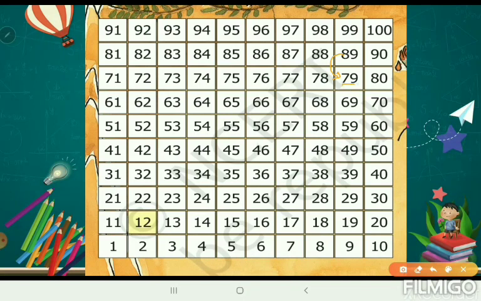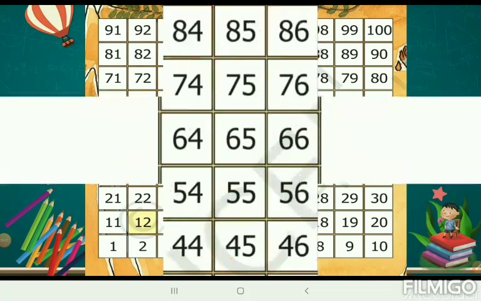When you jump down one step, you get simply your answer. So 89 minus 10 will be 79. 79 minus 10 will be 69. 69 minus 10 will be 59. Okay. Now let's see a small part of this hundreds grid.